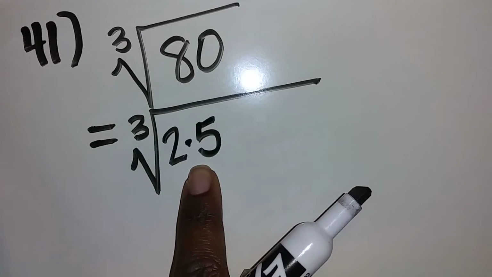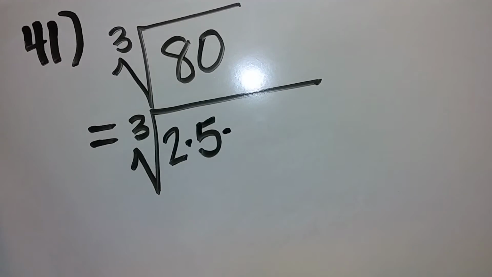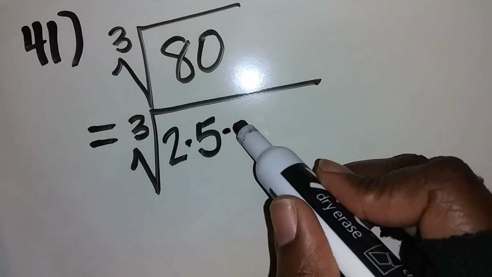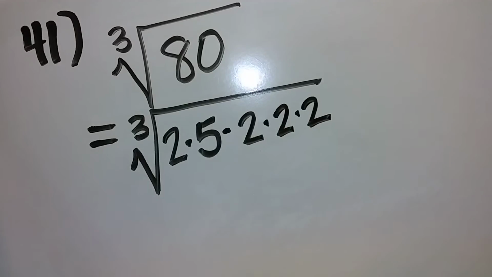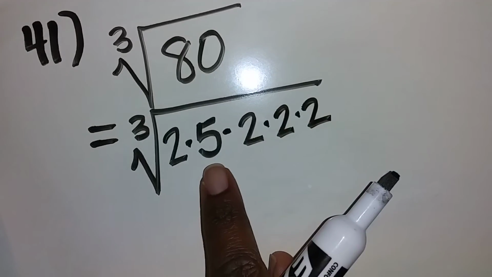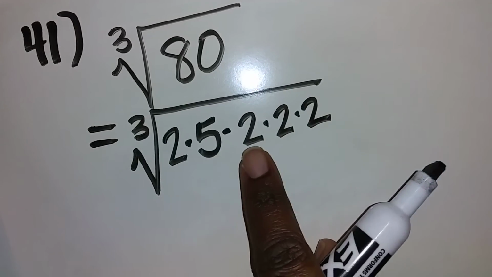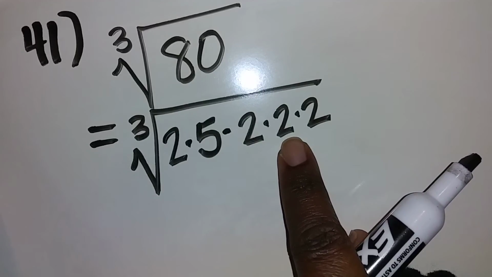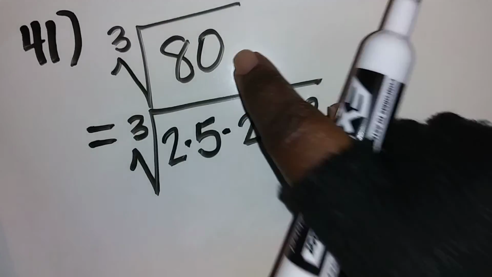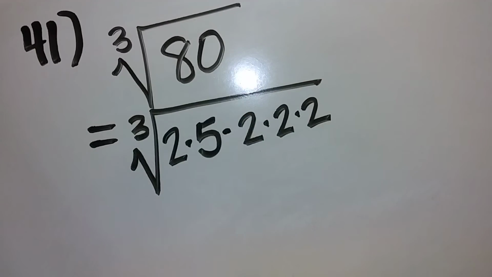And 2 times 5 is 10. Now, I need to break down that 8. Well, I know 4 times 2 is 8. And I know 2 times 2 is 4. So, let's do the math. 2 times 5 is 10. 10 times 2 is 20. 20 times 2 is 40. And 40 times 2 is back to 80. So, just check it very quickly. I broke down 80 into its prime factors. And I put it back under that radical.